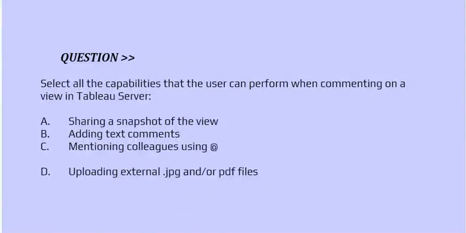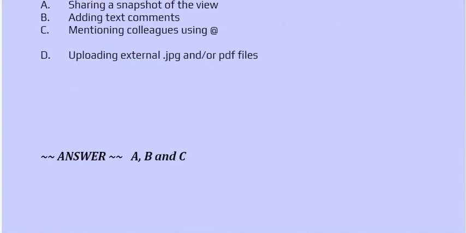Next question is, select all the capabilities that the user can perform when commenting on a view in Tableau Server. Option A. Sharing a snapshot of the view. Option B. Adding text comments. Option C. Mentioning colleagues using @. Option D. Uploading external .jpg and/or PDF files. Correct answer is option A, B and option C.